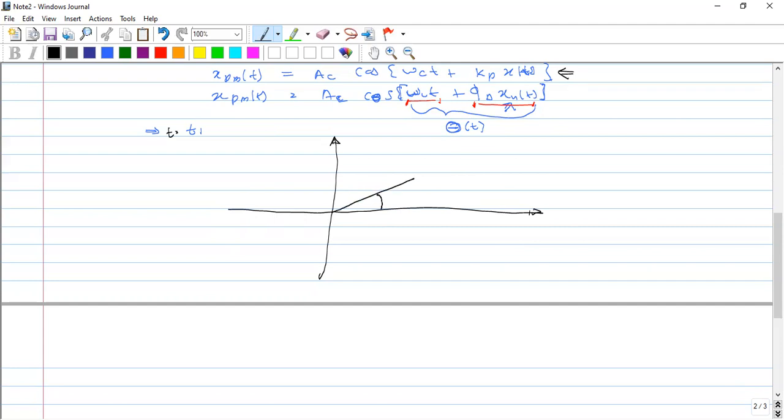This is our carrier signal part angle, and we have another angle like this. It is this part, kp x t. This is omega c t1, and this is x t1. So this is theta, the total angle at this time. At t1, this will be the total angle, and it consists of two parts, omega c t1 and kp x t1. So both parts are there.